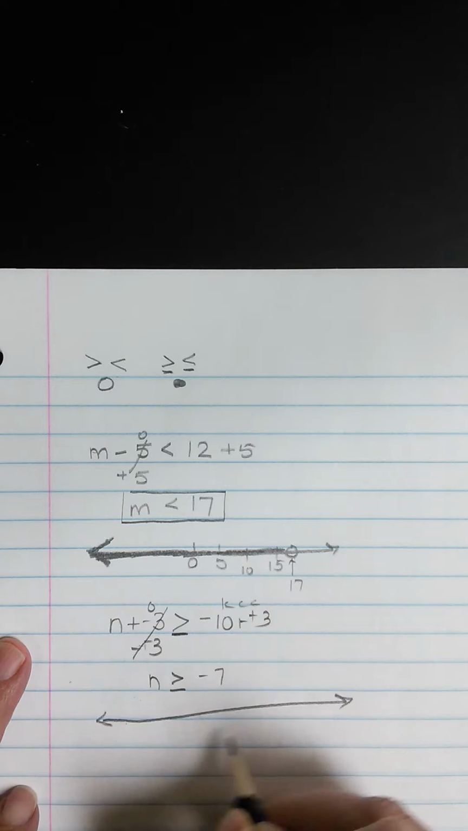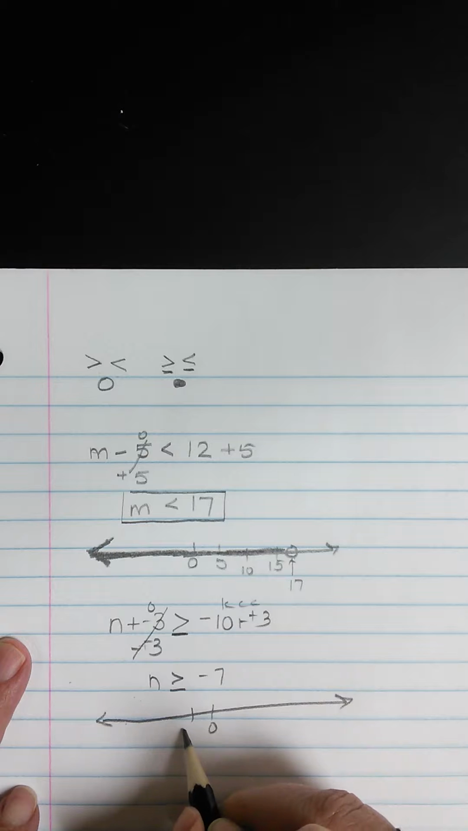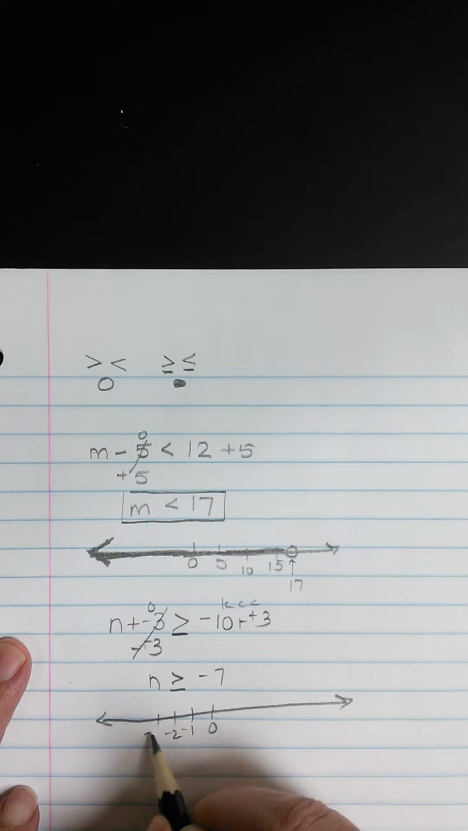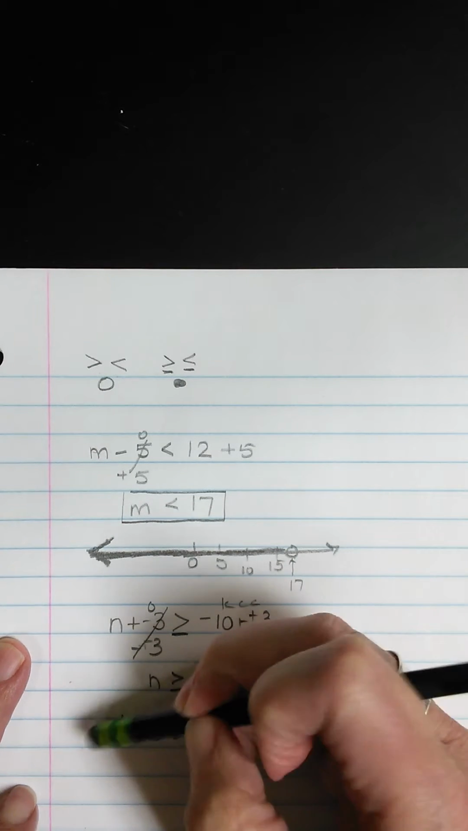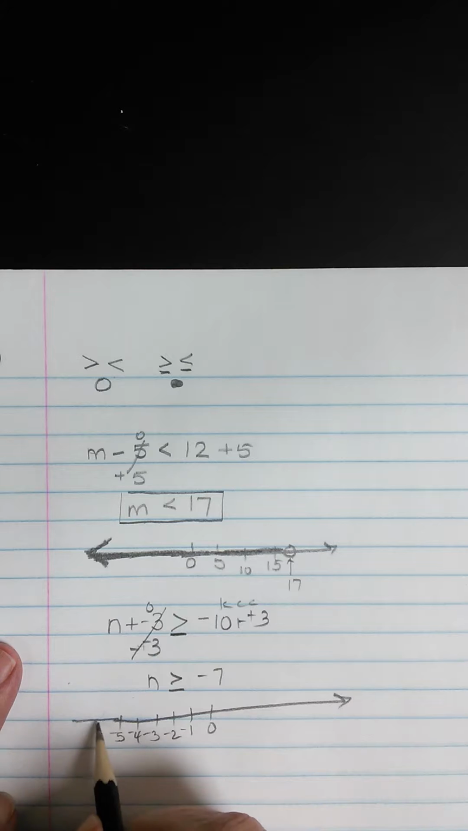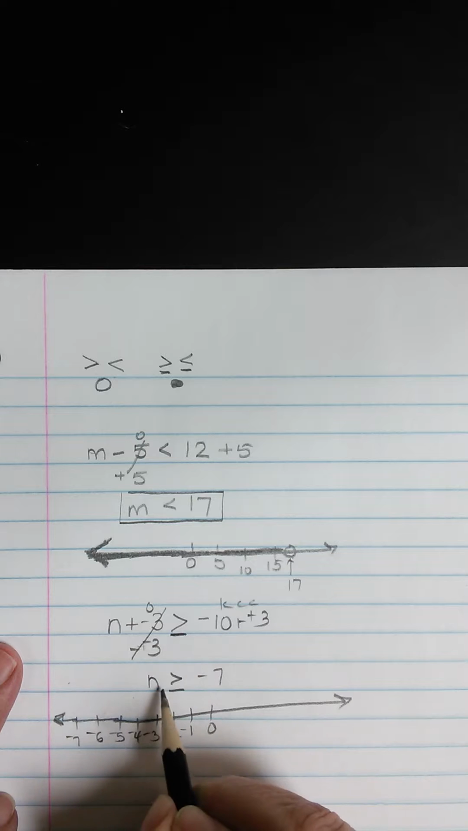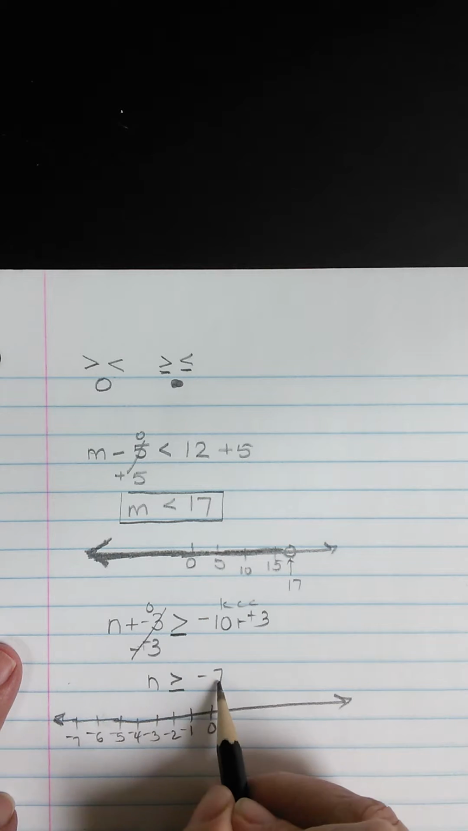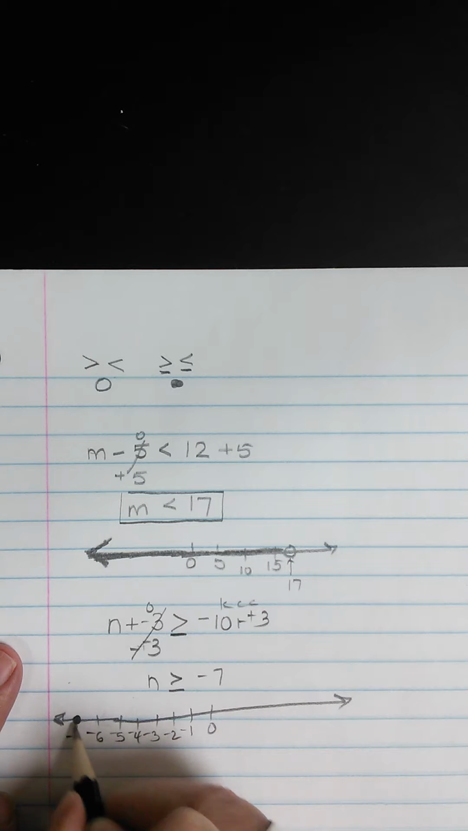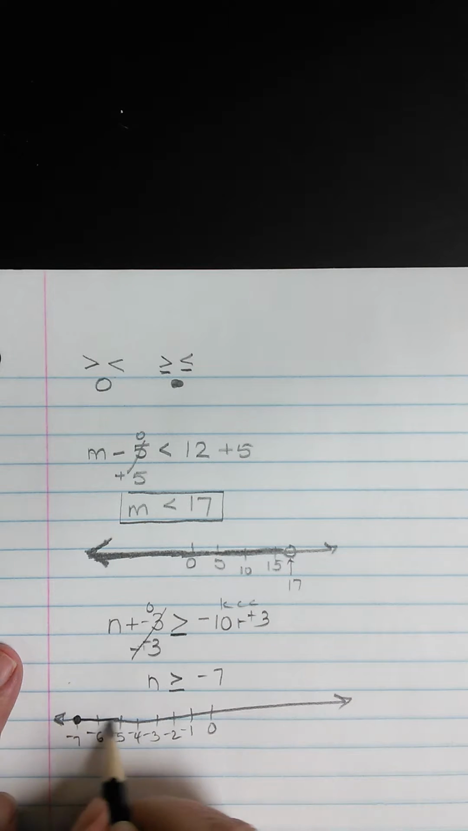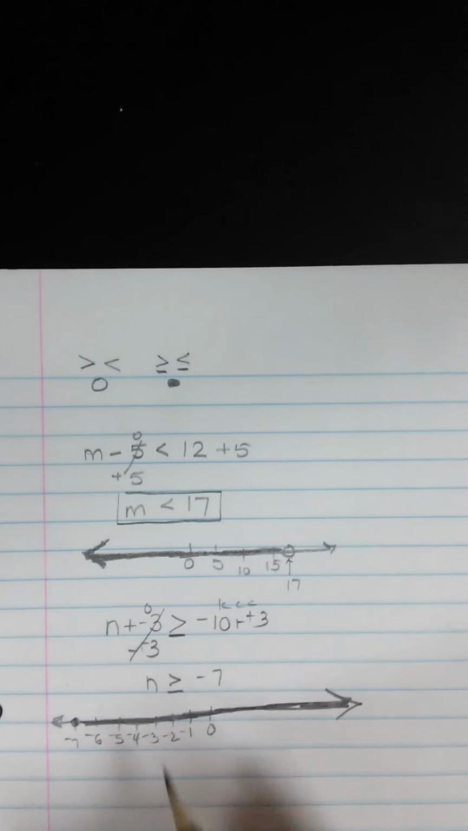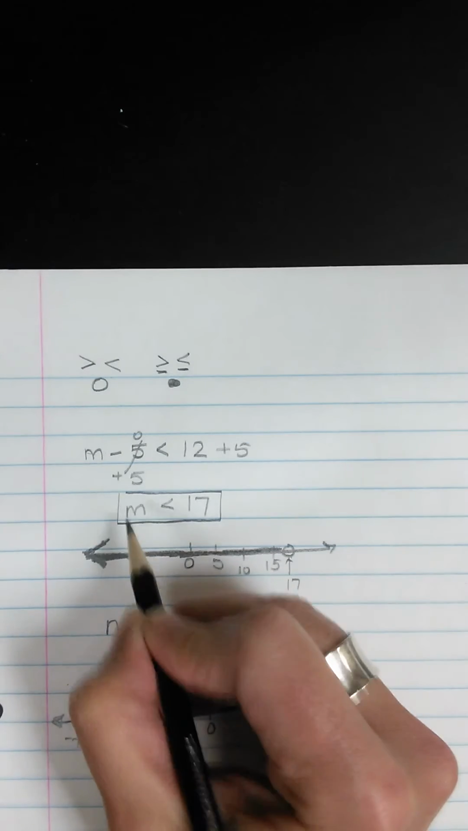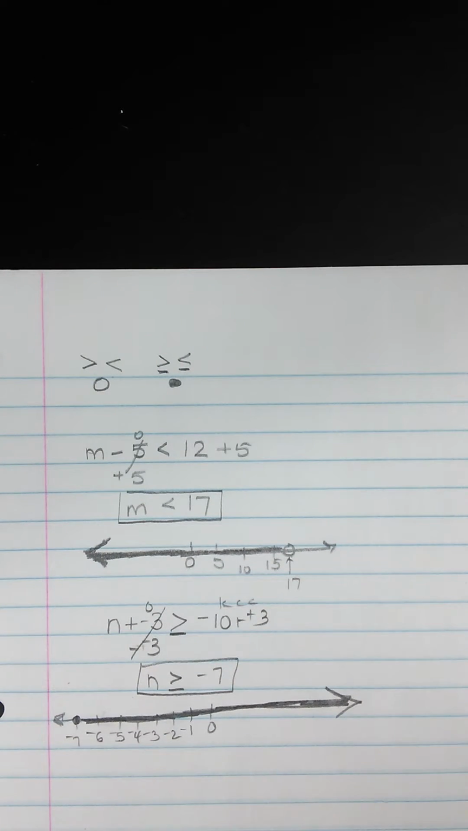So, oh, that's a horrible line, but we'll deal with it. So I get negative 1, negative 2, negative 3, negative 4, negative 5, and this is the beauty of doing it on the fly. Negative 6, negative 7, and it does go forever that direction. But this n is greater than or equal to negative 7. So it could be negative 7 as a possible solution, but it's every number that is greater than it all the way to infinity. These are the answers, solutions to those inequalities.